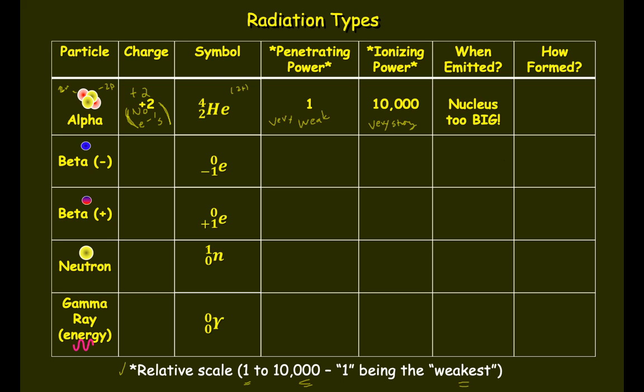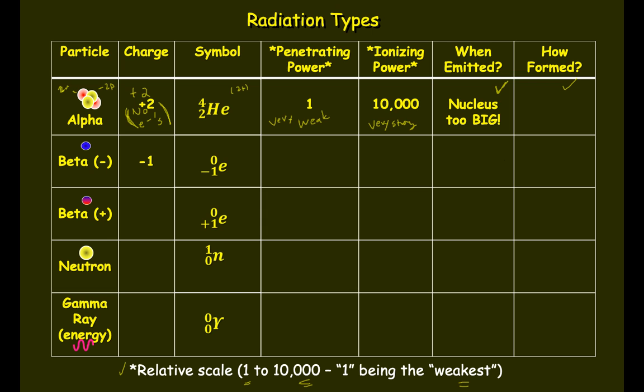Okay, now when do you emit this? When the nucleus is very, very big, we're going to emit alpha particles. When you have a huge nucleus and nuclei are overloaded with protons and neutrons, this nucleus will lose a chunk of itself and you will lose alpha particles. Okay, we're going to hold off on how it's formed for the next slide. We'll get to that a little bit later.